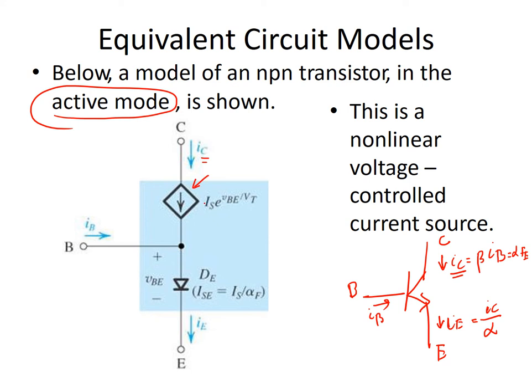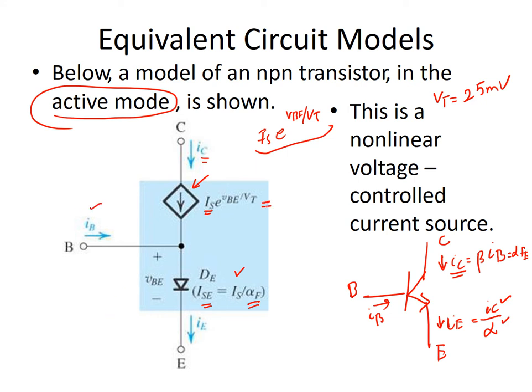If you remember the diode characteristic equation, it was the saturation current multiplied by the exponential of VBE over VT, where the VT value is 25 millivolts. So we can model the collector current in this form, and the emitter current is the collector current divided by the alpha value.